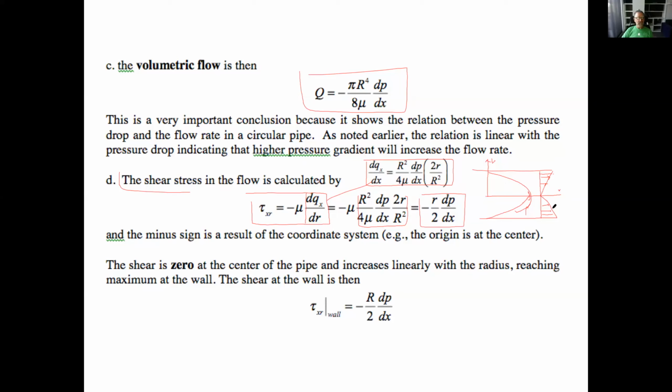Again, very interesting. So it's 0 at the center, and it's linear, and the maximum at the wall is this. We simply replace r with capital R. That's it. That would be the maximum shear, which is on the wall. Okay, so we did that. I did A, B, C, D, and this would be number 4.